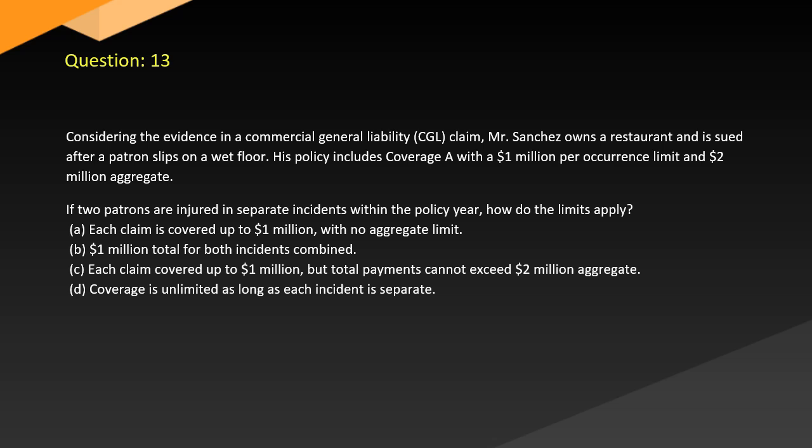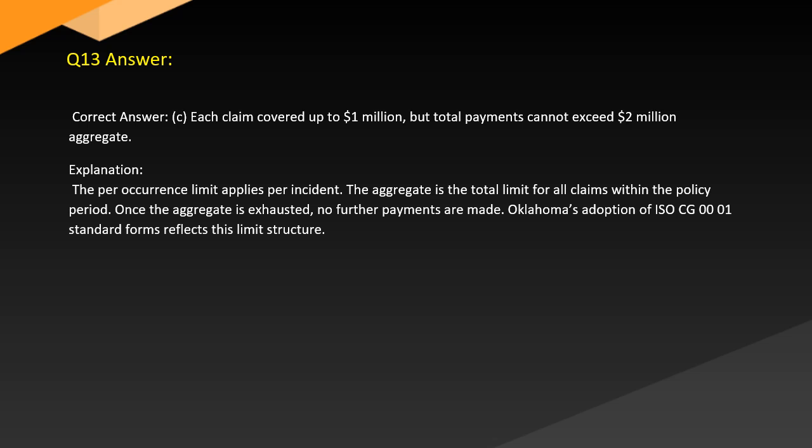A. Each claim is covered up to $1 million with no aggregate limit. B. $1 million total for both incidents combined. C. Each claim covered up to $1 million, but total payments cannot exceed $2 million aggregate. D. Coverage is unlimited as long as each incident is separate. Answer. Correct answer. C. Each claim covered up to $1 million, but total payments cannot exceed $2 million aggregate.